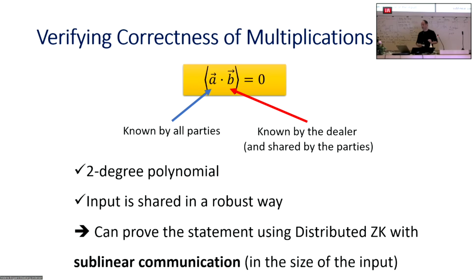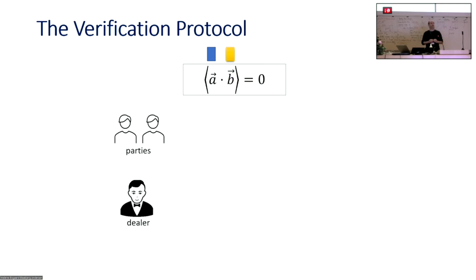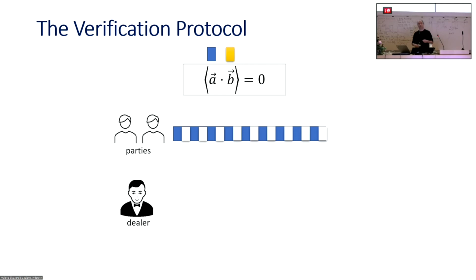So we know that there exists a distributed zero-knowledge proof protocol with sublinear communication cost and with soundness that holds even if the prover colludes with a subset of the verifiers. So now the only question is how to emulate this distributed zero-knowledge proof protocol in our setting. How will it work? We will use the dealer as one of the verifiers. On the one hand, we have the parties who know all the values in the vector A. And on the other side, we have the dealer who knows all the values in the vector B.